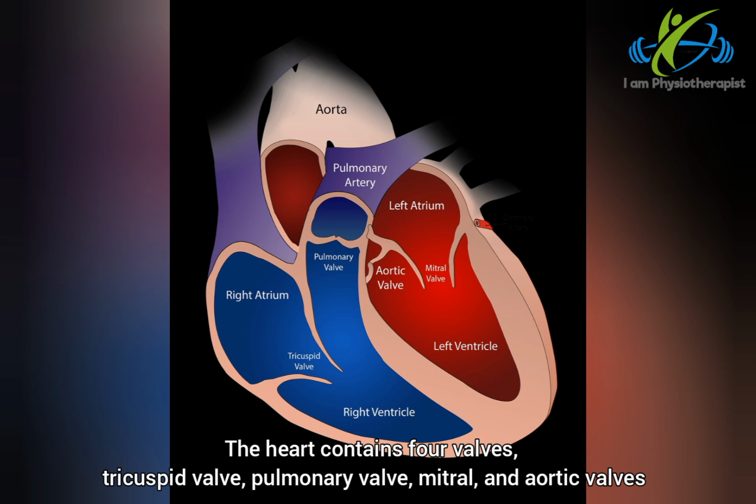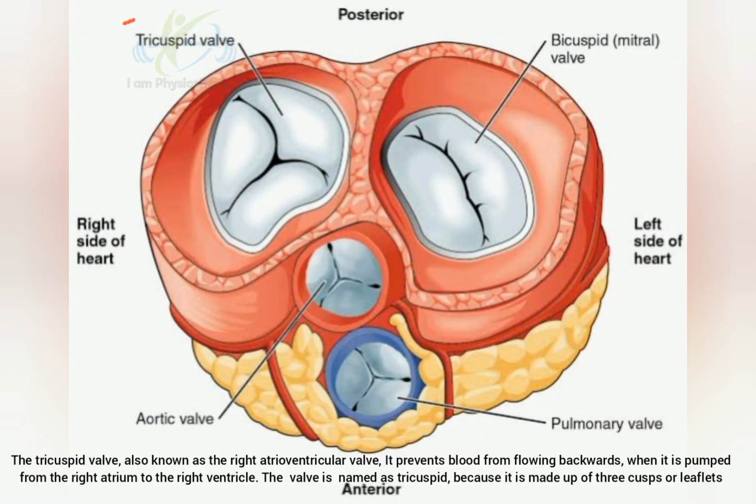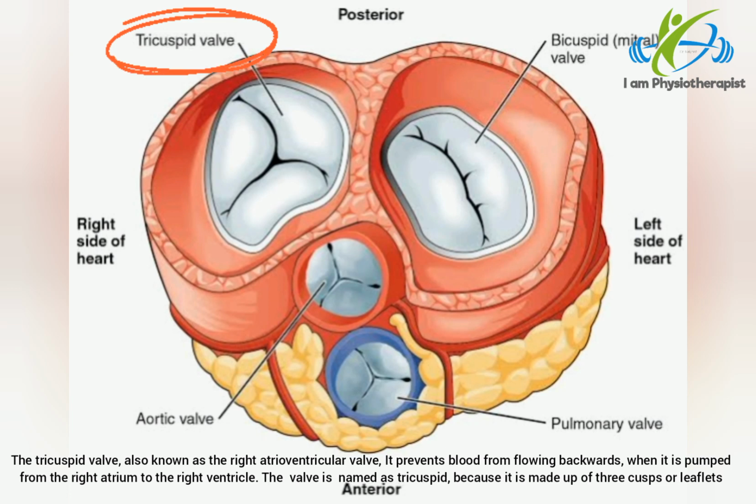The heart contains 4 valves: tricuspid valve, pulmonary valve, mitral, and aortic valves. The tricuspid valve, also known as the right atrioventricular valve, prevents blood from flowing backwards when it is pumped from the right atrium to the right ventricle. The valve is named tricuspid because it is made up of 3 cusps or leaflets.